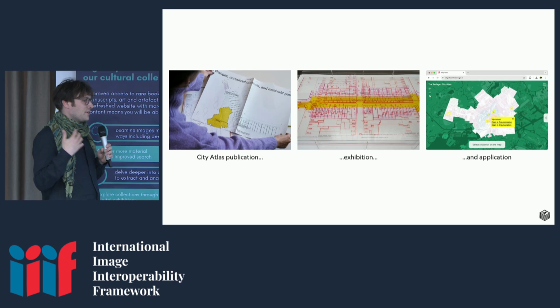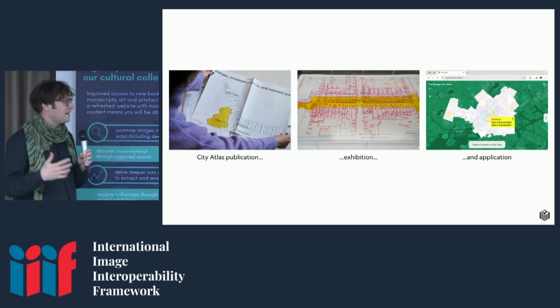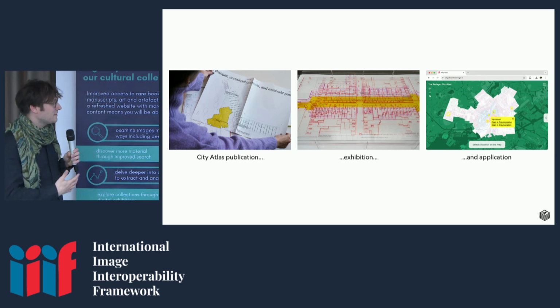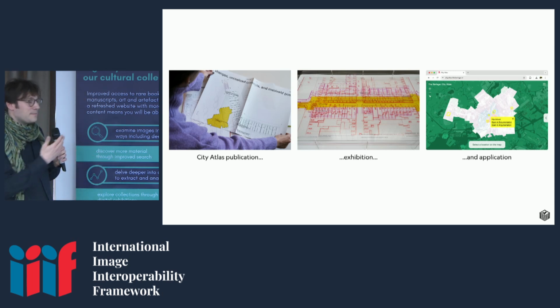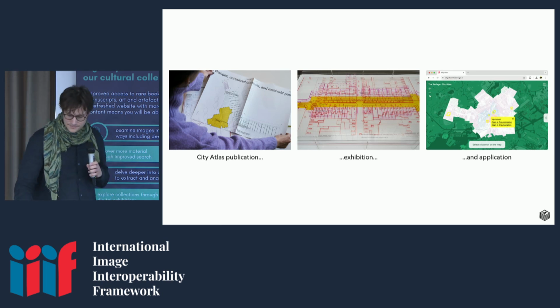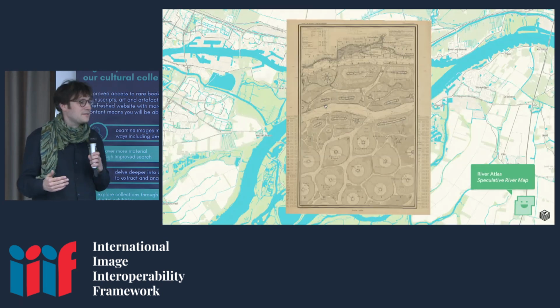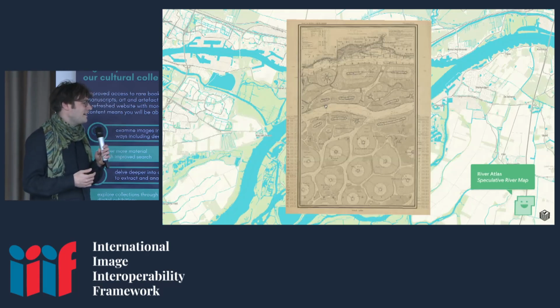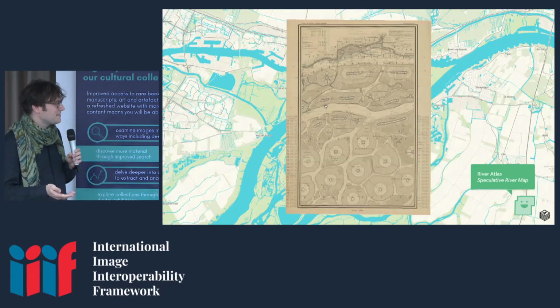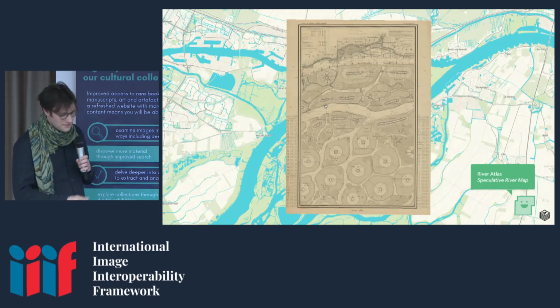So then in the third phase, this was all condensed into a publication. You can see on the left an exhibition that also contemplated the methods that were used, and a digital application. And here are some of the maps that the students created themselves that we then at TU Delft hosted as IIIF images so that they could also georeference those and show them.